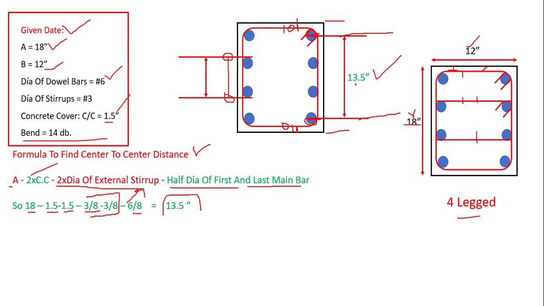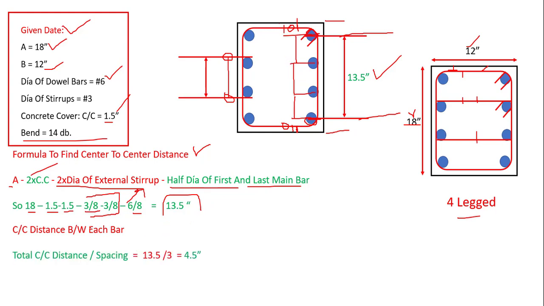And this is the process. Let's suppose if it is 6-legged or 8-legged, the process will be the same. Now next to it, the center to center distance between each bar. Now it is time to find out the center to center distance between each bar, meaning the center to center distance between these two bars, between these two bars, and so on. We need to find out this individual distance. First we have to find out the overall distance. So how can we find out this one?